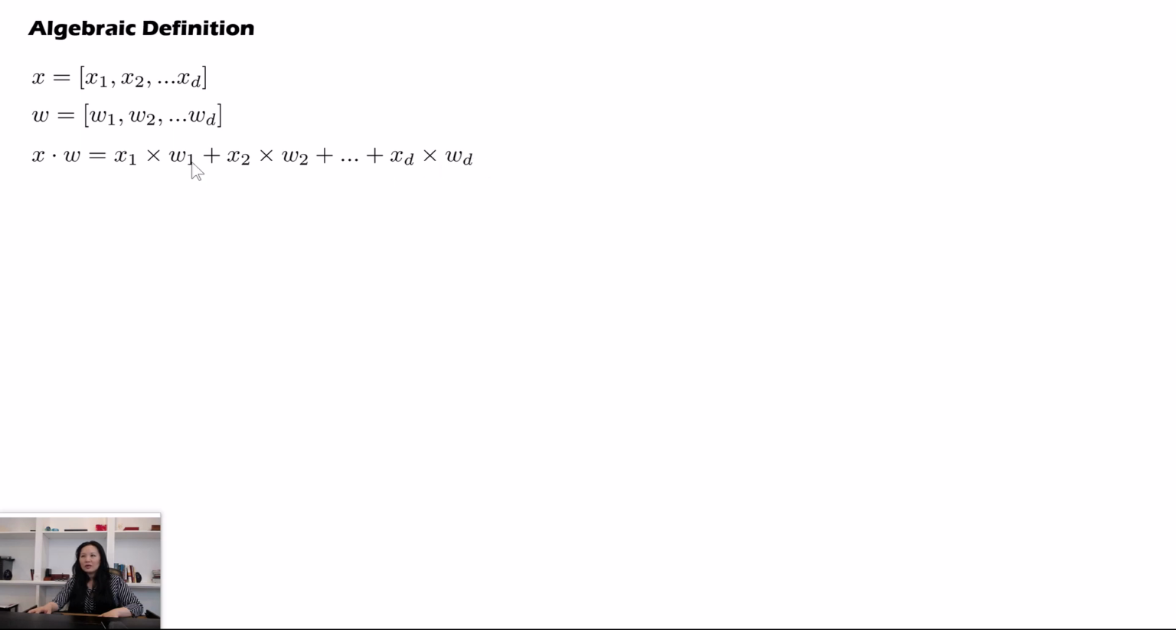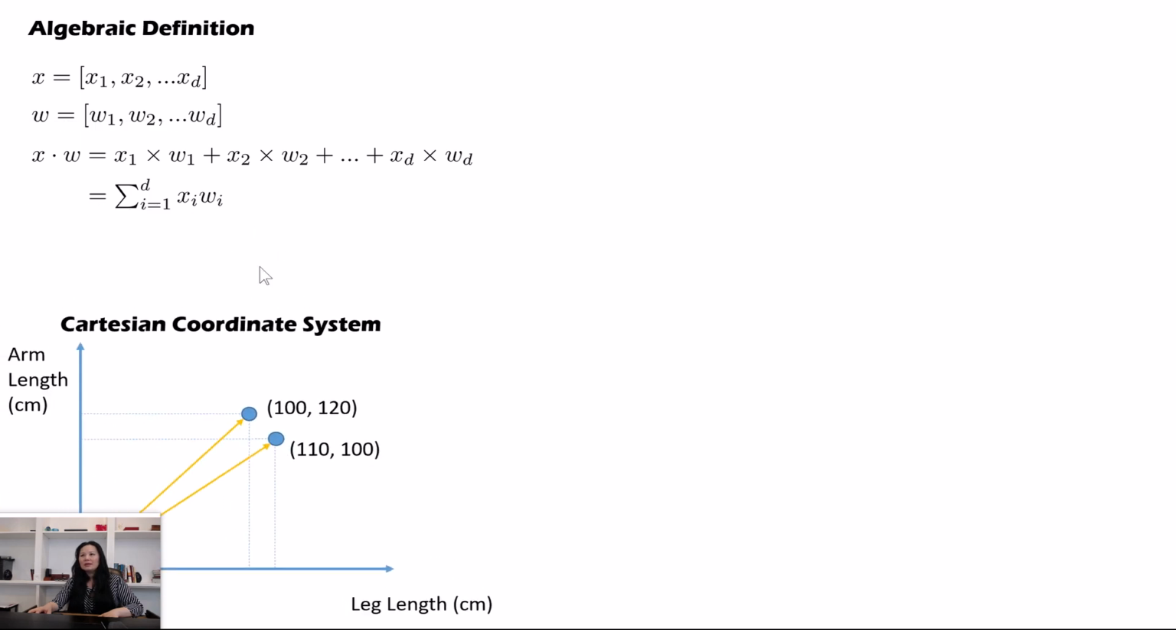This long series of expressions can be written in the short form, using the sigma symbol for the summations of x sub i multiplied by w sub i for i from 1 to d. We can shorten it even further, take out the multiplication symbol like this.